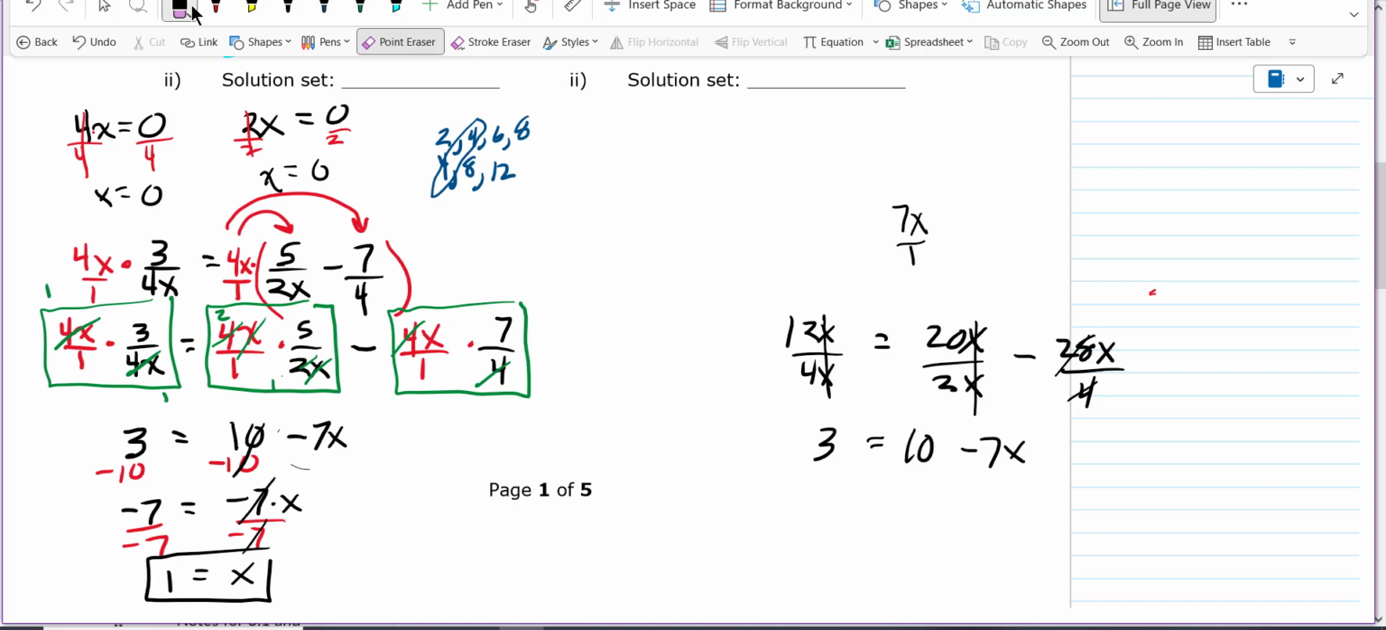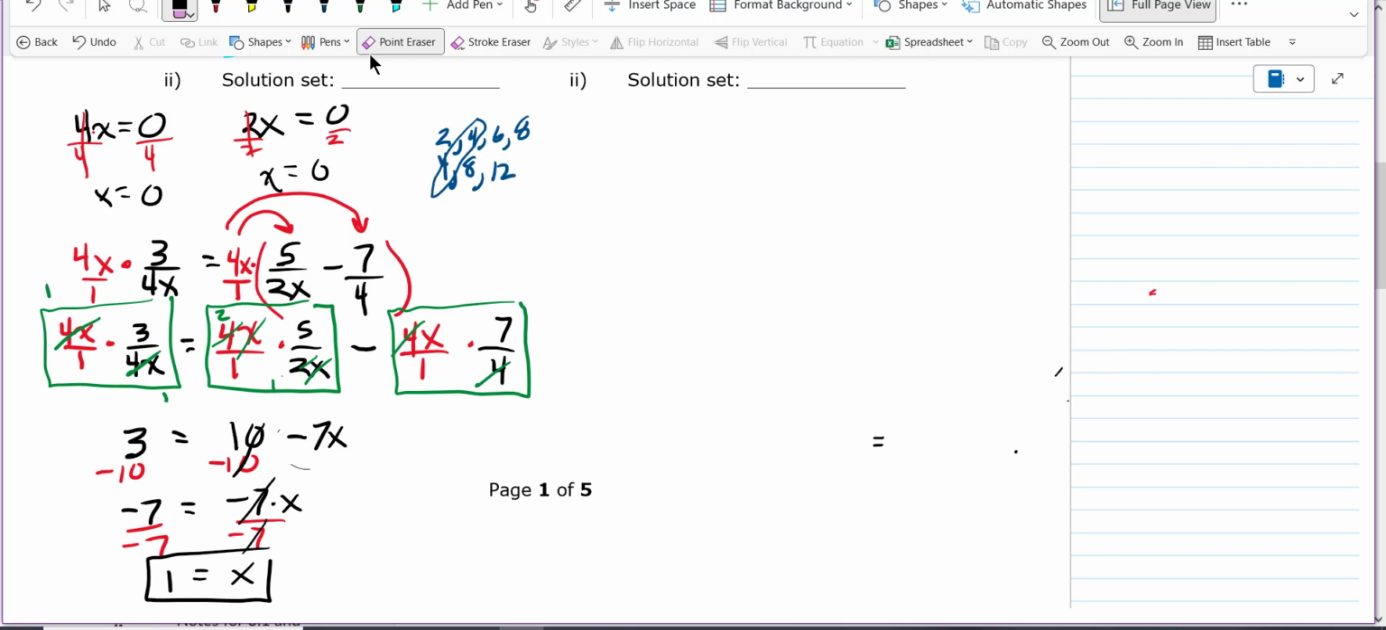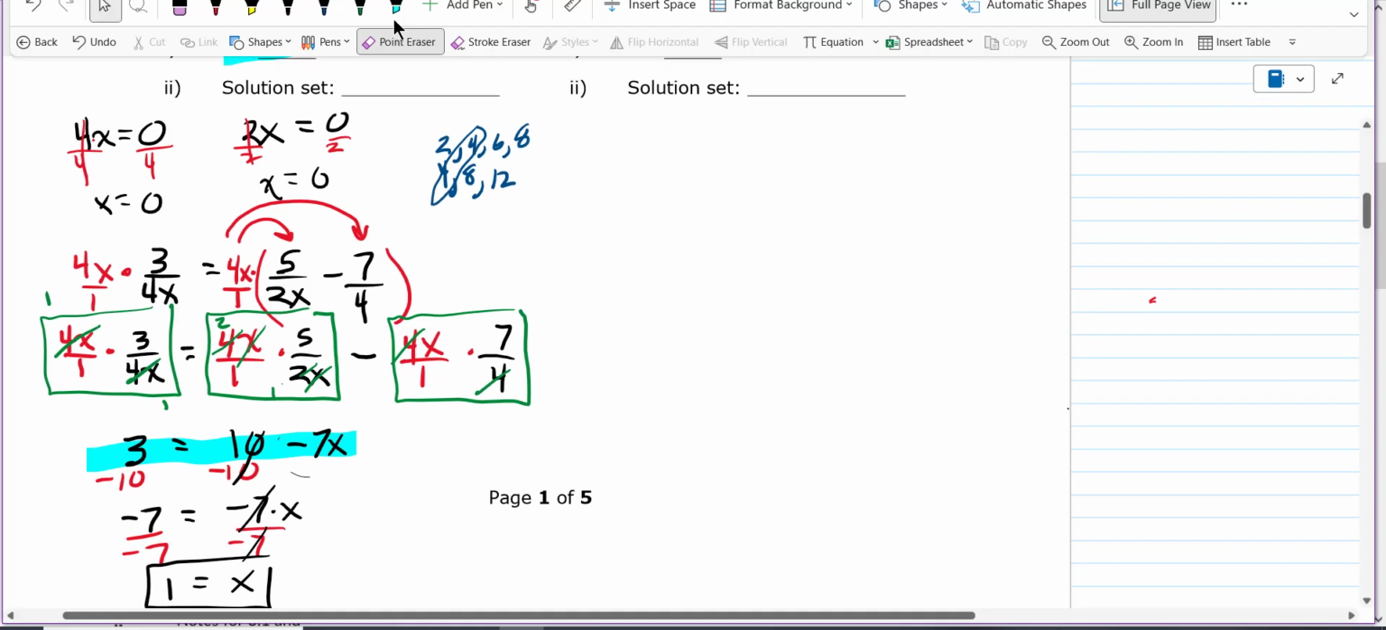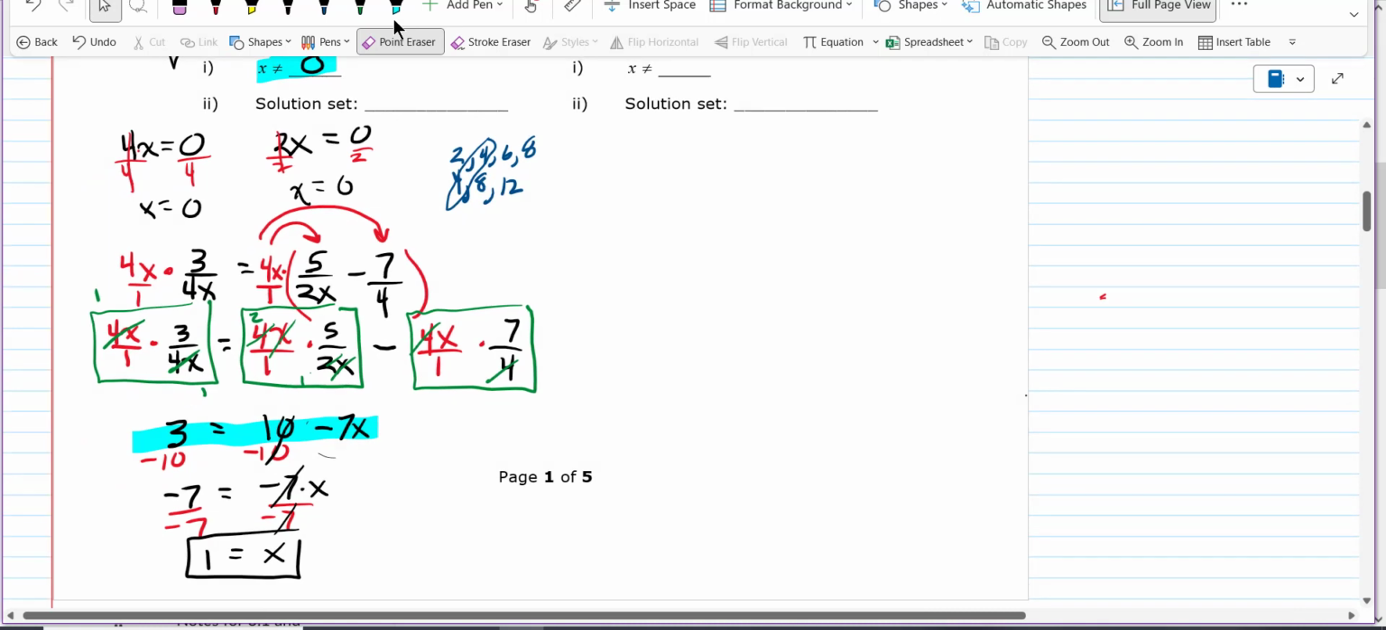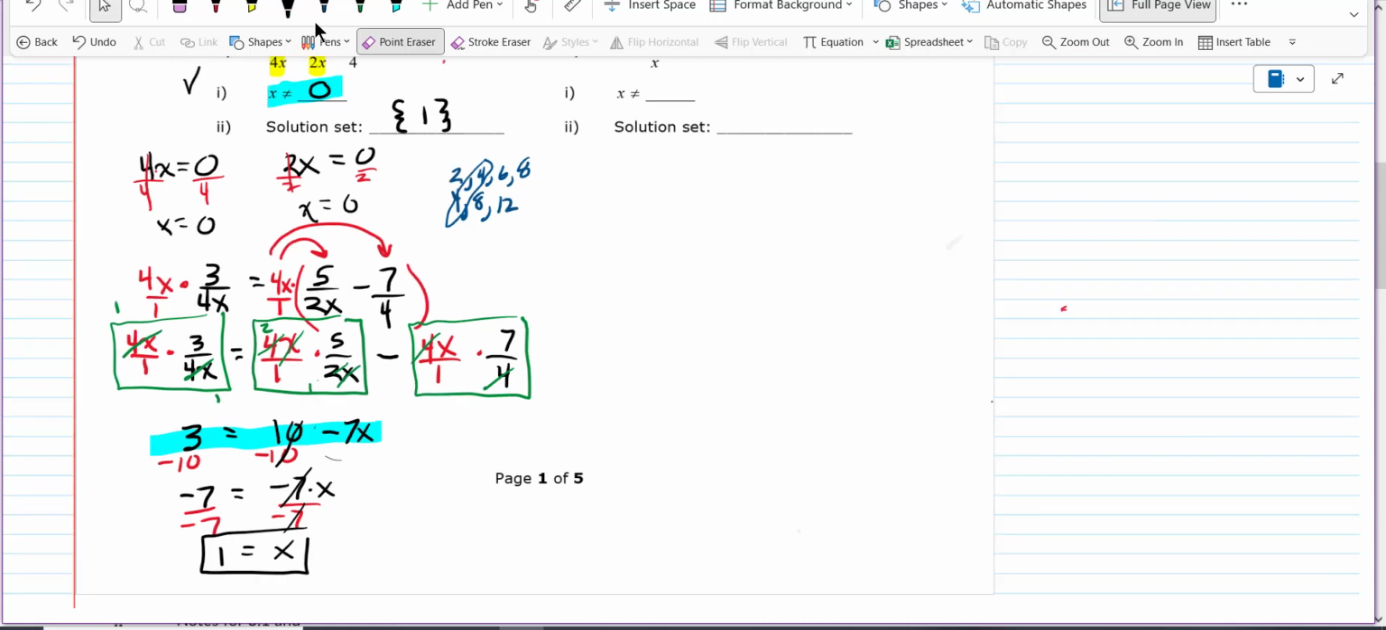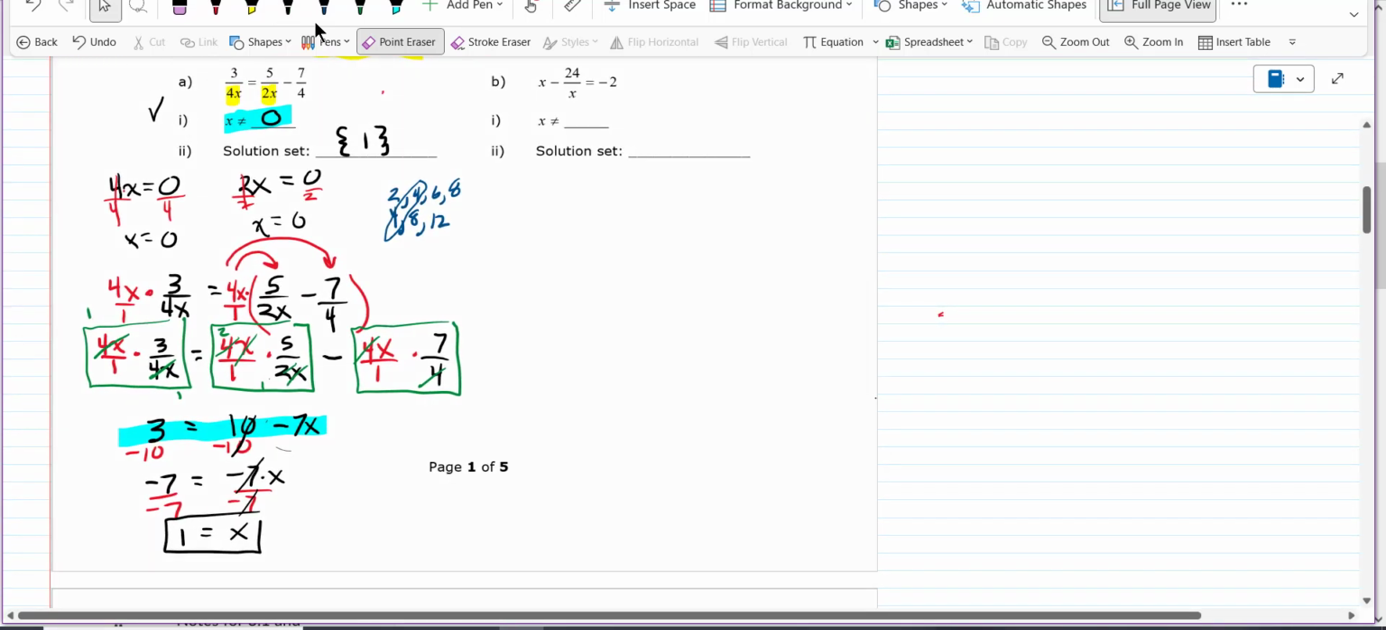Okay, so what you're doing is getting rid of the fractions. And after you get rid of the fractions, when you get down to this phase right here, then you have a basic equation that you can solve. So we would write the solution set on this problem as brace and then 1 like that. Okay, now I'm going to check this over at the side before I do the second problem.